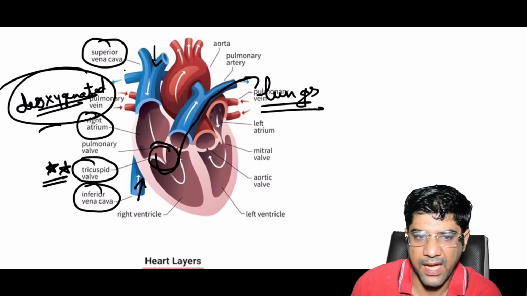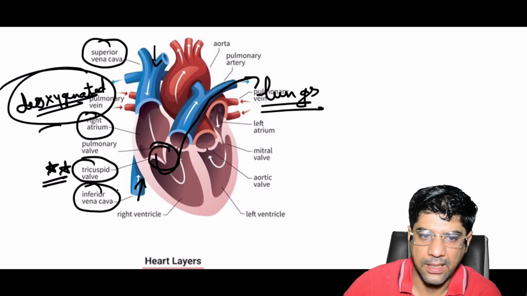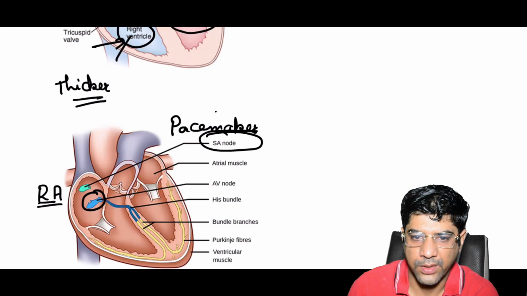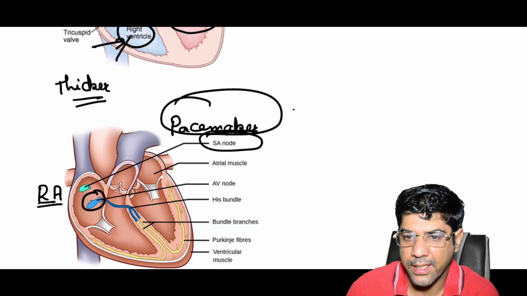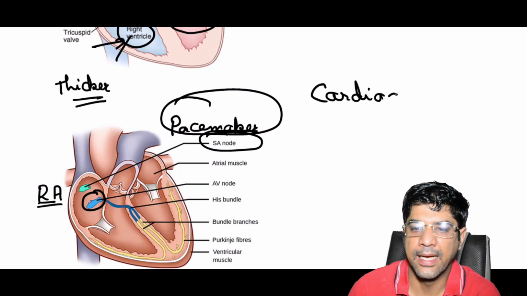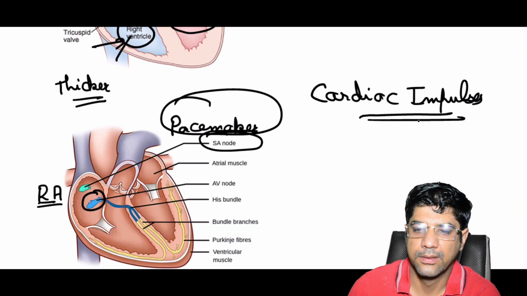What is the function of the SA node? Remember, the SA node acts as a pacemaker. The SA node produces cardiac impulses, and that is why it acts as the heart's natural pacemaker.